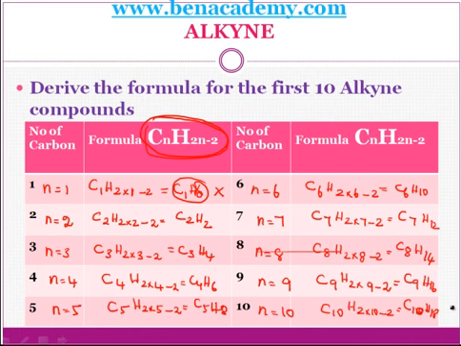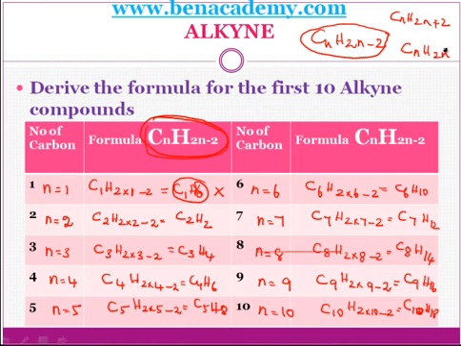I hope now you have learned to derive the formula for the first 10 alkyne compounds using the general formula CnH2n minus 2. If it is alkane, we know the formula is CnH2n plus 2. If it is alkene, the formula is CnH2n. Okay, now let's move on to the next one.